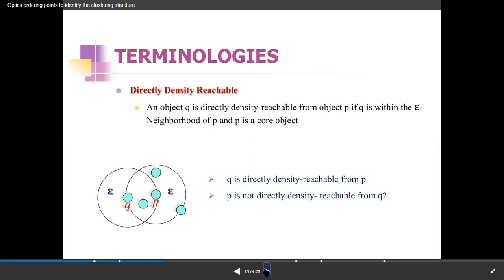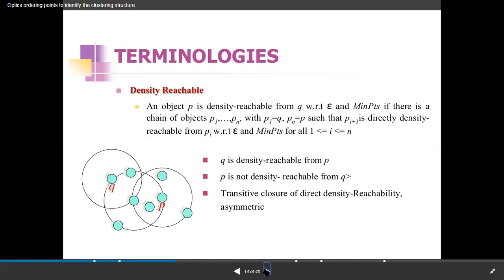Here in the same diagram, the P that is a core point and Q is not a core point. So here Q is close to a core point, so Q is directly density reachable to P. And since Q is not a core point, but P is accessible from within epsilon radius, so P is not directly density reachable from Q. So this is an asymmetric relation. So simply, a point that is in the epsilon radius of a core point is called the directly density reachable.